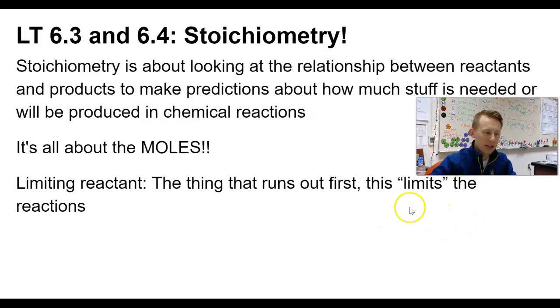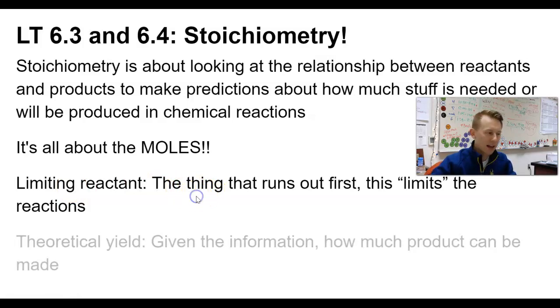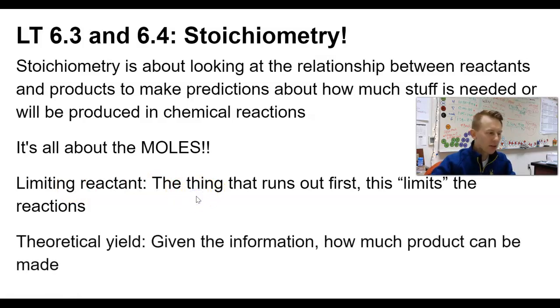And then a few other terms that came up in that activity were limiting reactant. This is the thing that runs out first, and this is what limits the reaction. And then you got your theoretical yield, which means given the information, how much product can be made. And then excess reactant, which is what's left over once the reaction is complete. So, your leftovers.